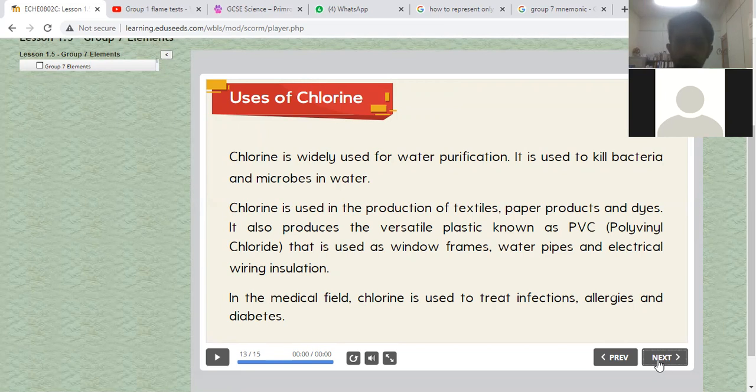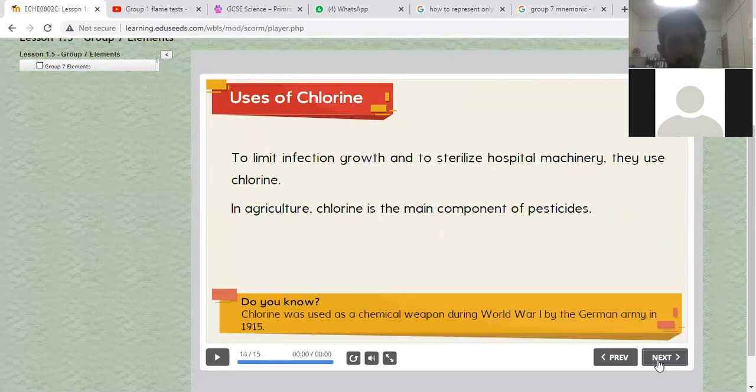Okay, and chlorine is also used to treat infection, allergy, and also diabetes. Also in some hospitals, if you want to prevent infection and clean the hospital machines, we can use chlorine, because you can have a room that is full of chlorine and then you put all your machines there, so that will help to clean your stuff. And also the bleach that is used, bleach also actually contains chlorine.